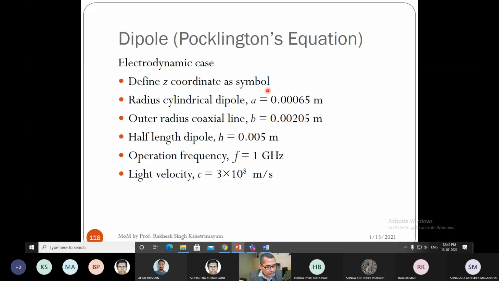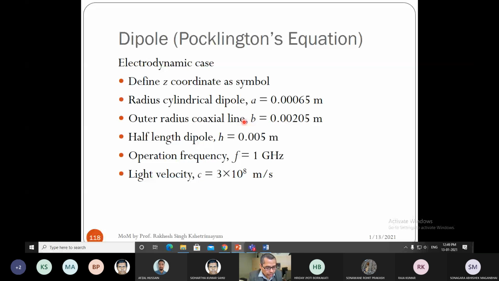Then the radius of the dipole is given. A is the outer radius of the coaxial cable. Actually, dipoles are fed by coaxial cables. Those who are doing the lab experiment know that all the antennas are connected with coaxial cables. Those who are not attending the lab, I think maybe one or two students, if you are not following what I'm telling you now, you can always discuss with me after the class also.